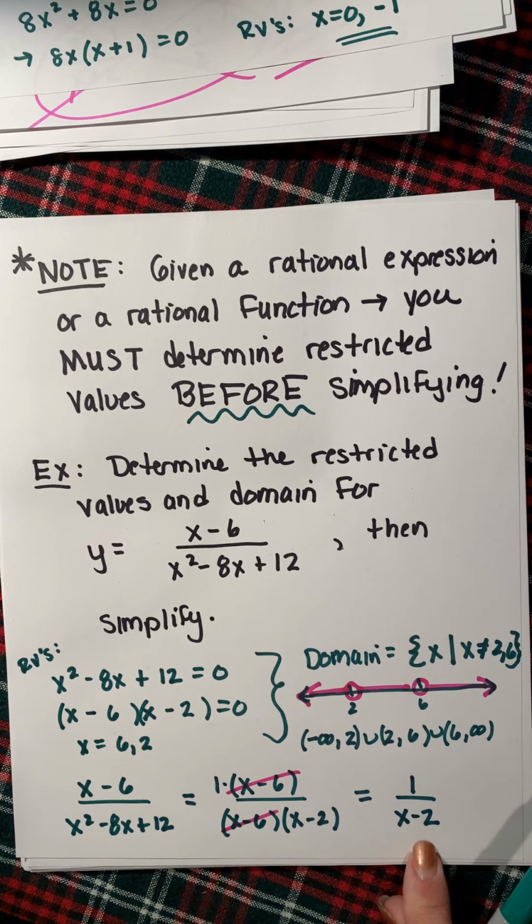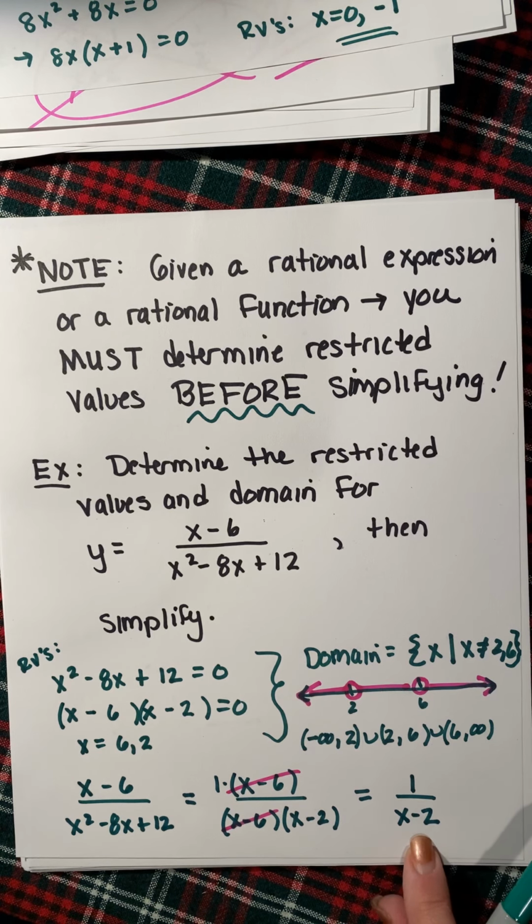So notice if we looked at the simplified version, the only restricted value we see in the simplified version would be 2. So we lost the restricted value of 6. So remember to determine the restricted values before you simplify.